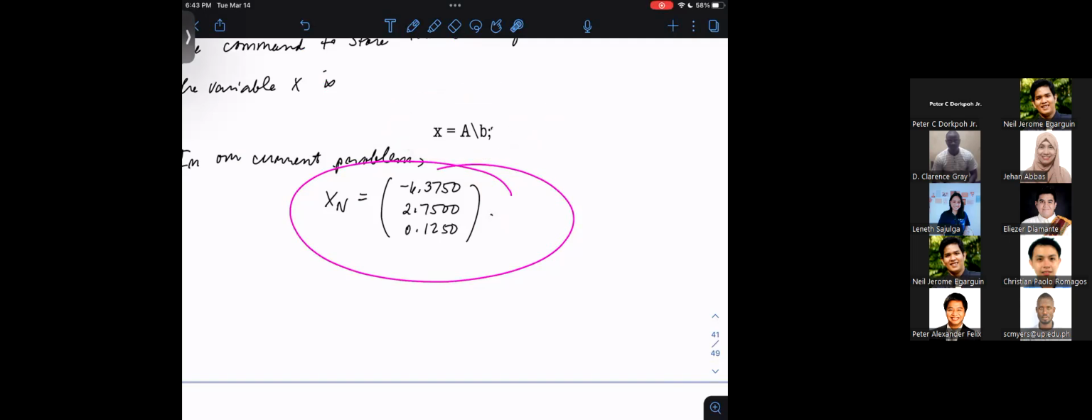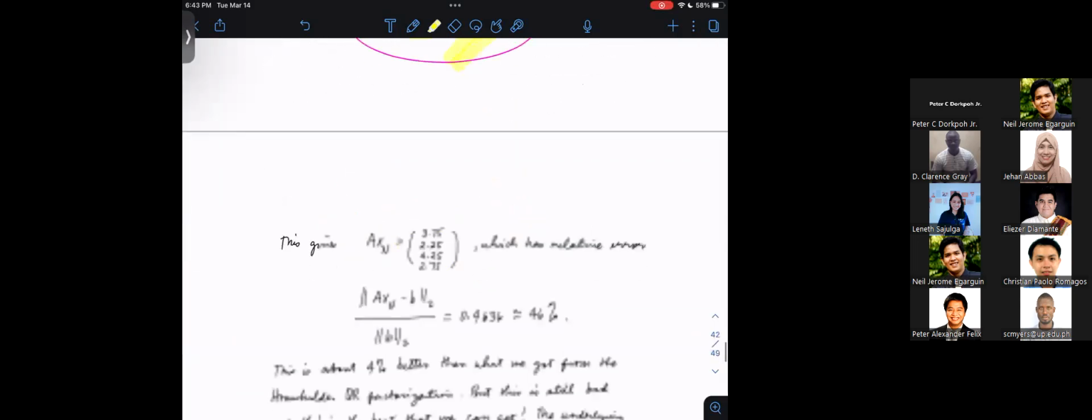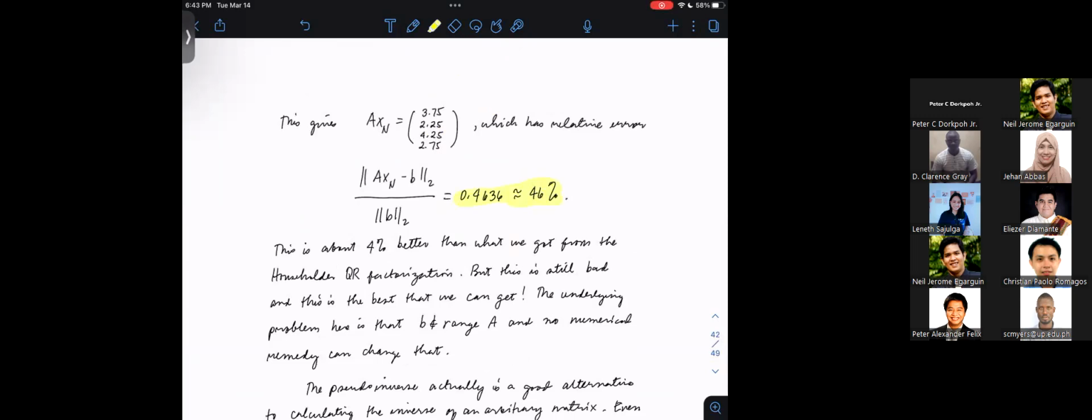Whenever you're doing your computations in MATLAB, if you already defined what the matrix A is and what the vector B is for your problem, there's a one-liner solution to get the normal solution for the rectangular system. All you need to do is to type this exactly in MATLAB, and it will give you this guy, the least squares solution. So it is guaranteed that this is the best that we can do with respect to the L2 relative error, right? But how good is this as a solution? Well, it's about 46% accurate.